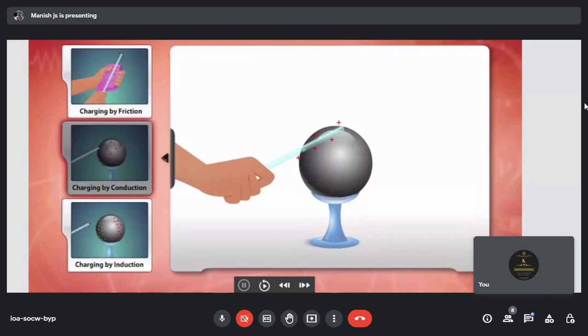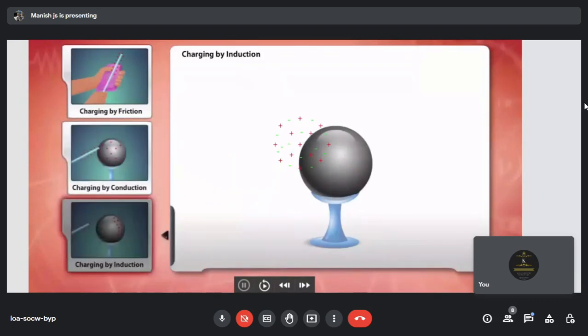So this is called charging by conduction. Is it clear? By touching it, you are able to transfer the charges. So you are not rubbing it against the ball. You are just touching it and doing the transfer. So we now move on to the next part, charging by induction method.